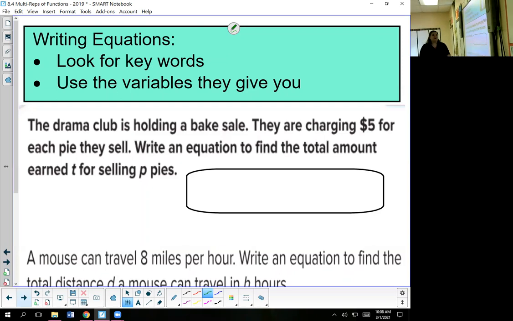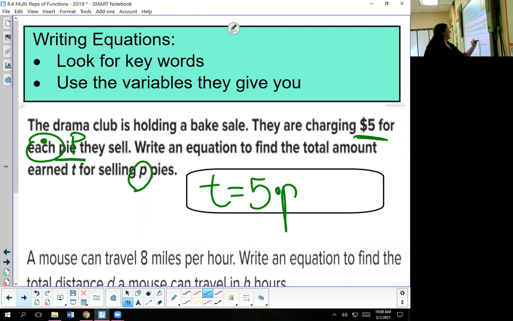Drama Club is holding a bake sale. They are charging $5 for each pie they sell. Write an equation to find the total cost T earned for selling P pies. So they're charging $5 for each pie they sell. P is for pies, so P, each pie is their T. So the total cost is $5 for each pie. Or you could say T equals 5P.